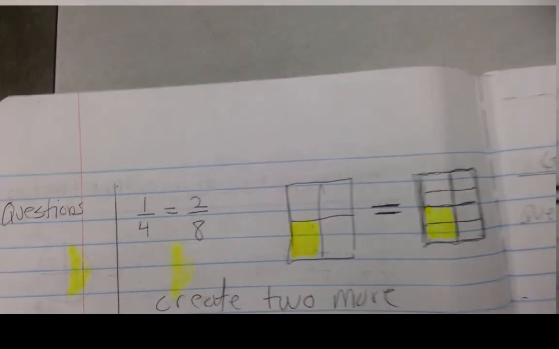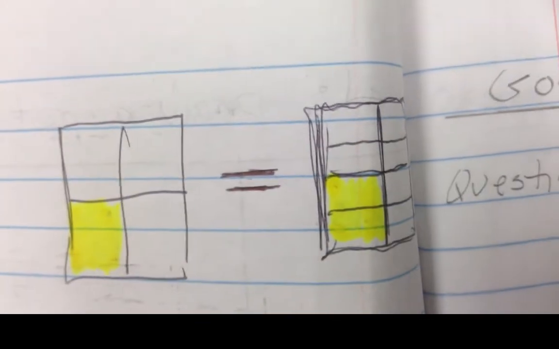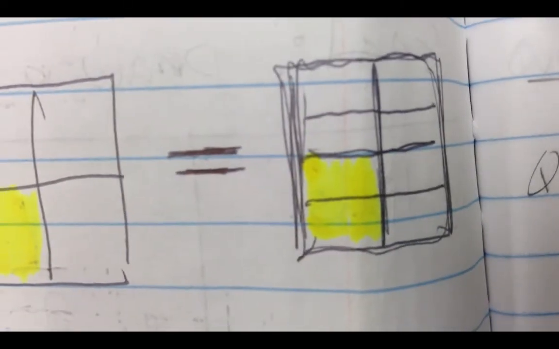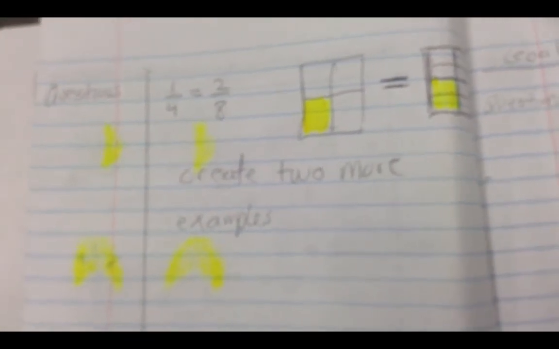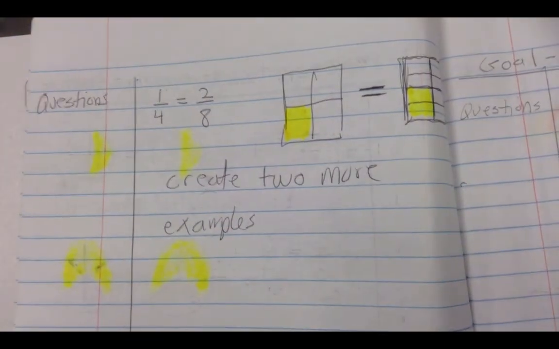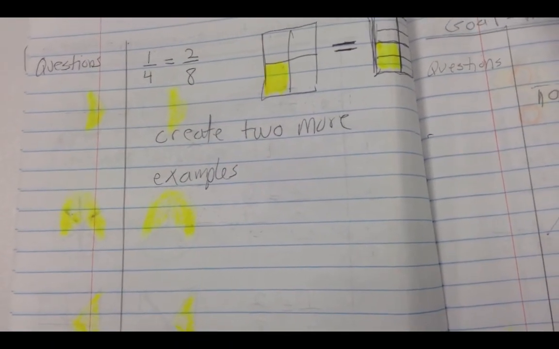And our final example is 1/4 equals 2/8. So there's a picture of a box with 4 parts, one of them shaded, another box, 8 parts, and 2 are shaded. I'm going to zoom in so you can see that the yellow amount is the same on both pictures. So then the final part of these notes will be for you to create 2 more examples. So go ahead and do that in your notes.